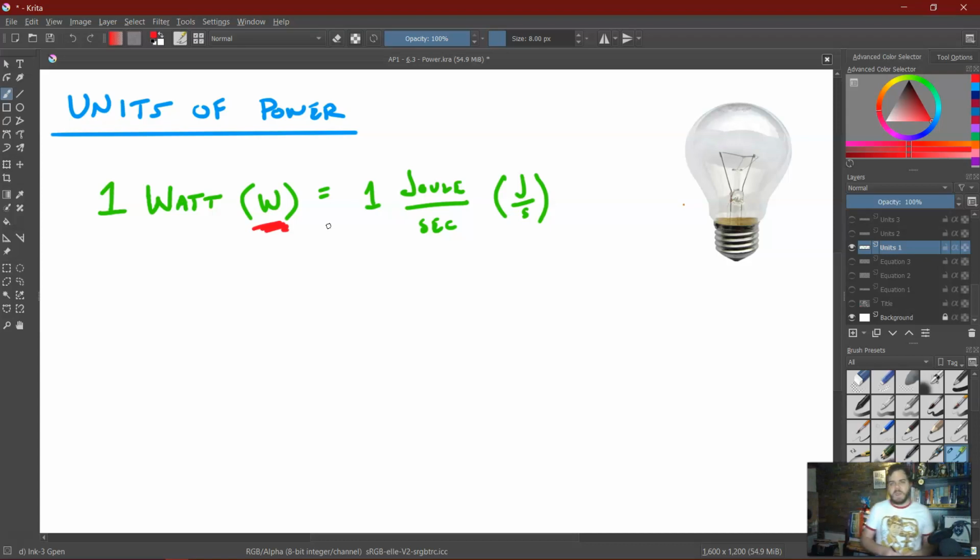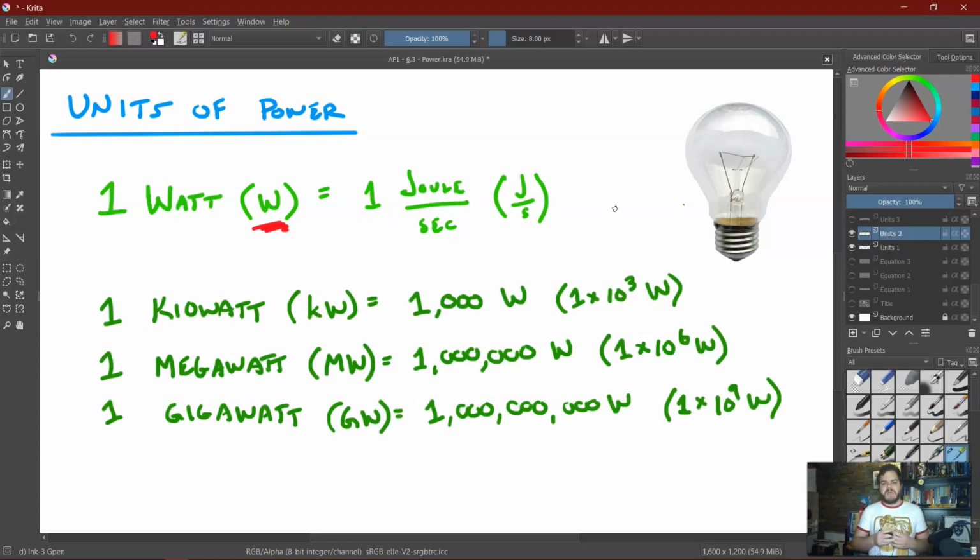Now, we do see many other units of power, usually extensions of the watt. Oftentimes we have multiples of watts, because a joule is not a humongous amount of energy. So we can often see, for instance, kilowatts, which is 1,000 watts, megawatts, which is 1,000,000 watts, and gigawatts, which is 1,000,000,000 watts. Those are fairly common terms, particularly when we're talking about things like electricity production.